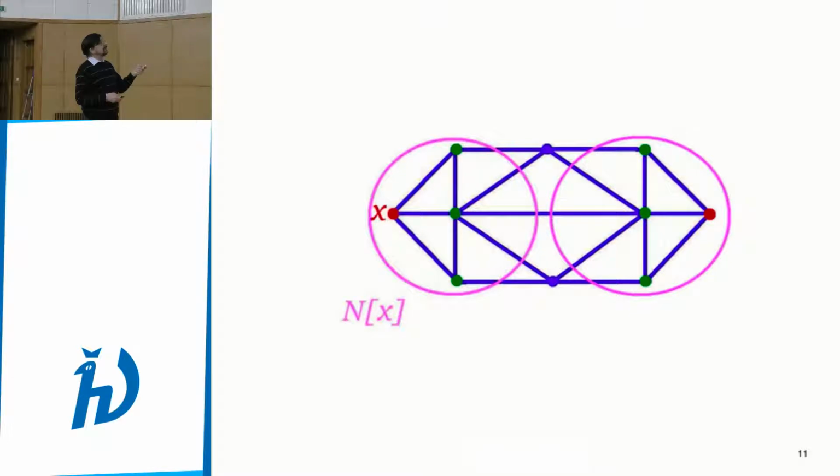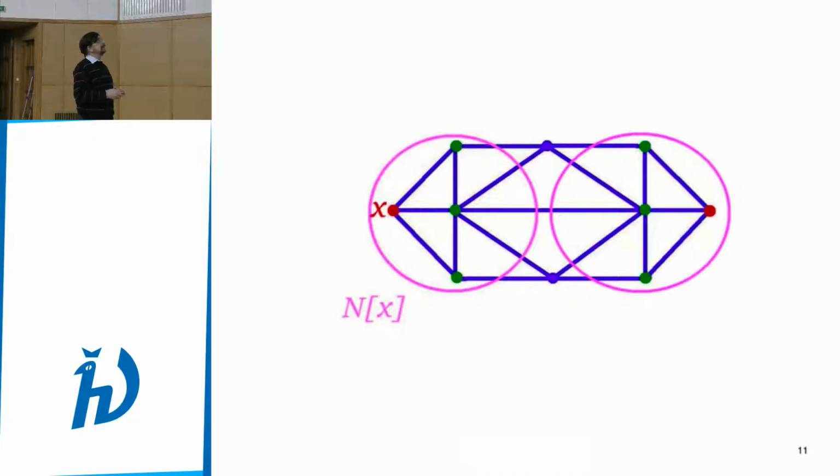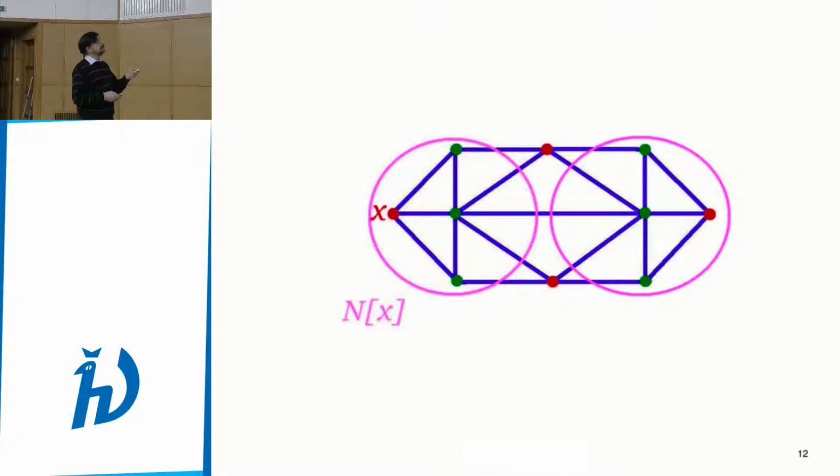Turning back to the example, if we take this vertex and this vertex, this one dominates these 4, this one dominates these 4, but these 2 are not covered by any of them. So this is not a dominating set. We have to take both of them because they are not adjacent. So these 4 vertices dominate the graph.